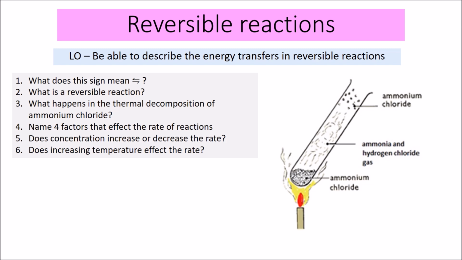To start with, though, I want you to answer 6 questions for me. What does that sign mean? What is a reversible reaction? What happens in the thermal decomposition of ammonium chloride? Name 4 factors that affect the rate of reactions. Does concentration increase or decrease the rate of reaction? And does increasing temperature affect the rate of reaction? So pause the video now and have a go at answering those questions for me.